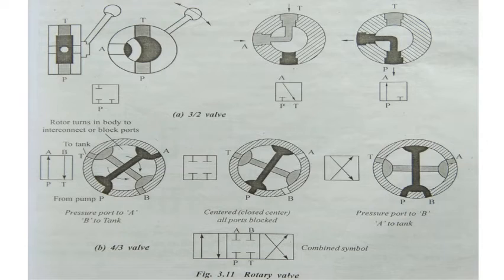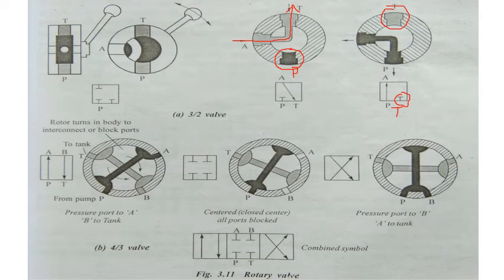Look at this. This is the P port. It is not connected anywhere. So look at the direction of flow. A is connected to T. And here in the second position, the tank is not connected to anywhere. Look at this, the tank is not connected to anywhere.